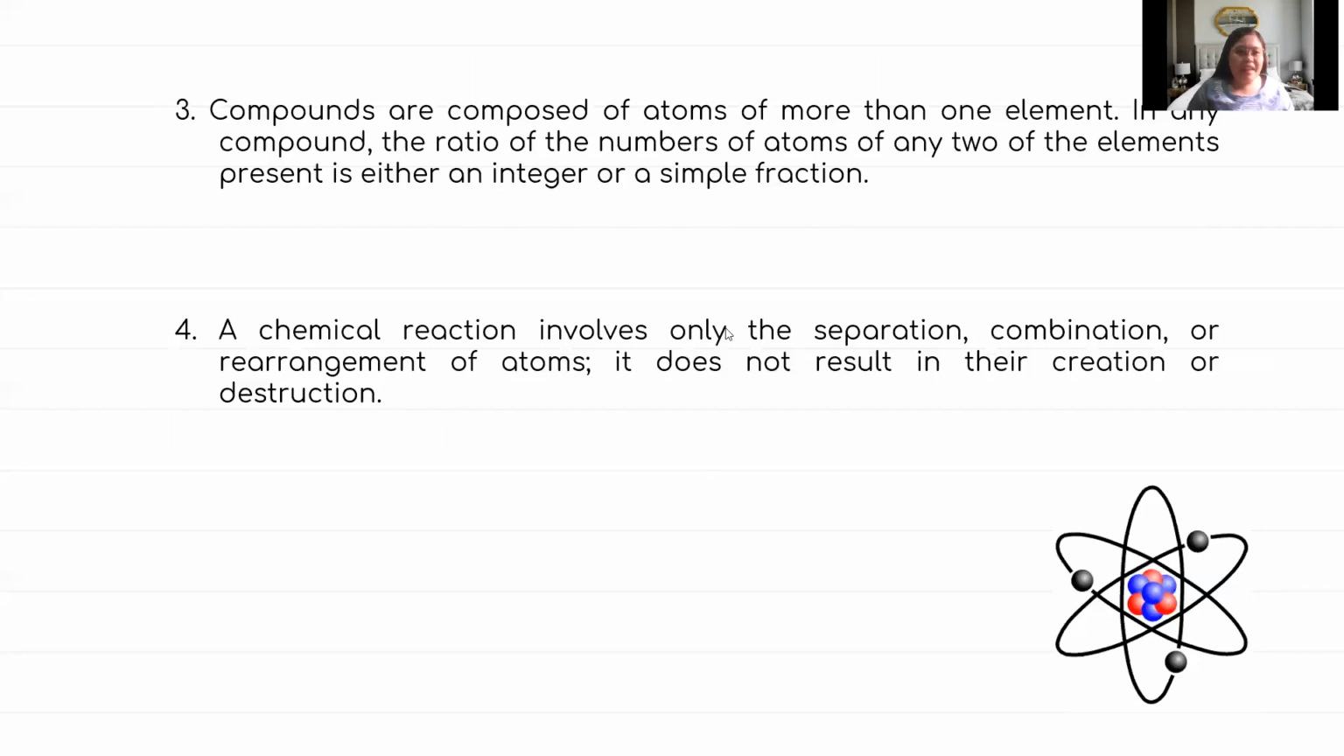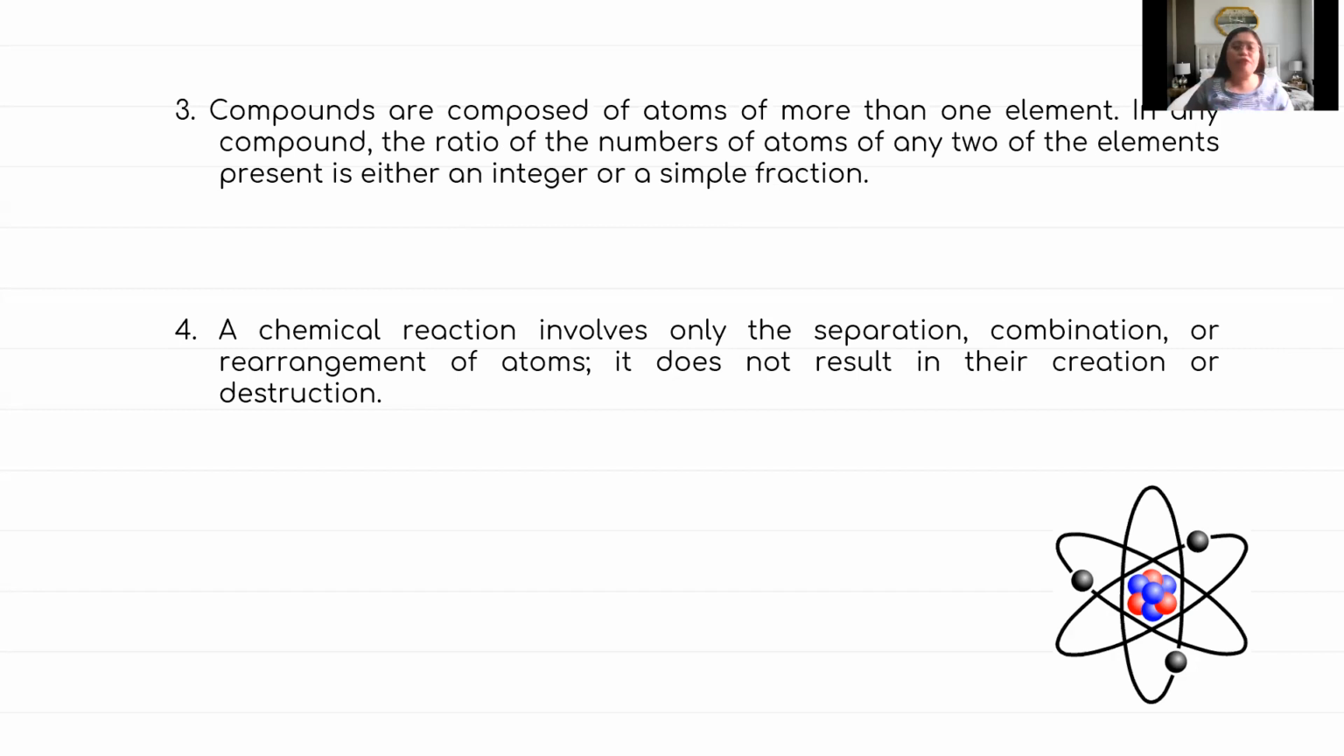And then number three, compounds are composed of atoms of more than one element. So the element, again, is the simplest form of matter. However, these elements can combine and make bonds with each other.